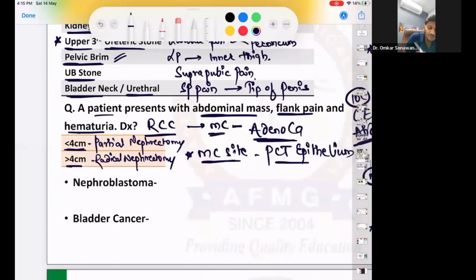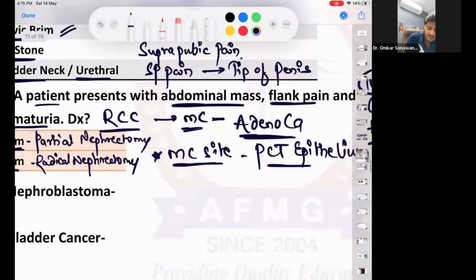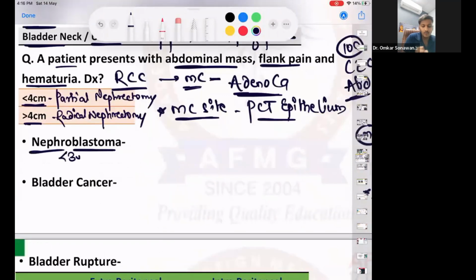Then if I talk about nephroblastoma, nephroblastoma is usually seen in a child who is less than 3 years of age. And what is this renal tumor known as? The renal tumor which is known as nephroblastoma in a child less than 3 years of age.